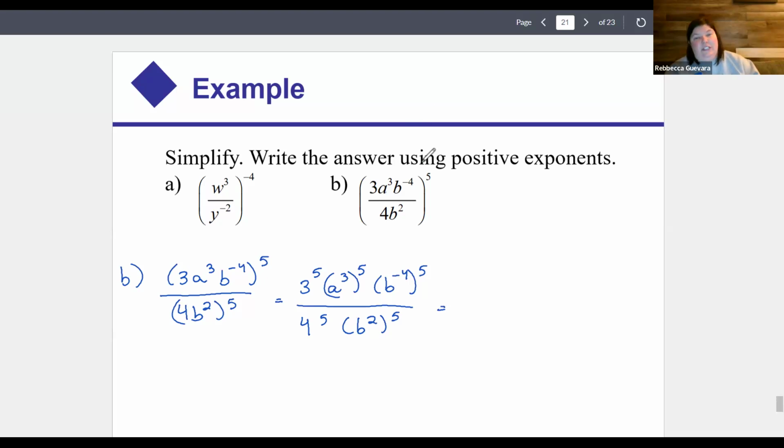So what I could have done, actually, because multiplication and division is going on here, is just distribute that 5 everywhere right off the bat. I didn't have to do these two steps. I could have just done this. I just want to show you why I could do that before I just started doing it.